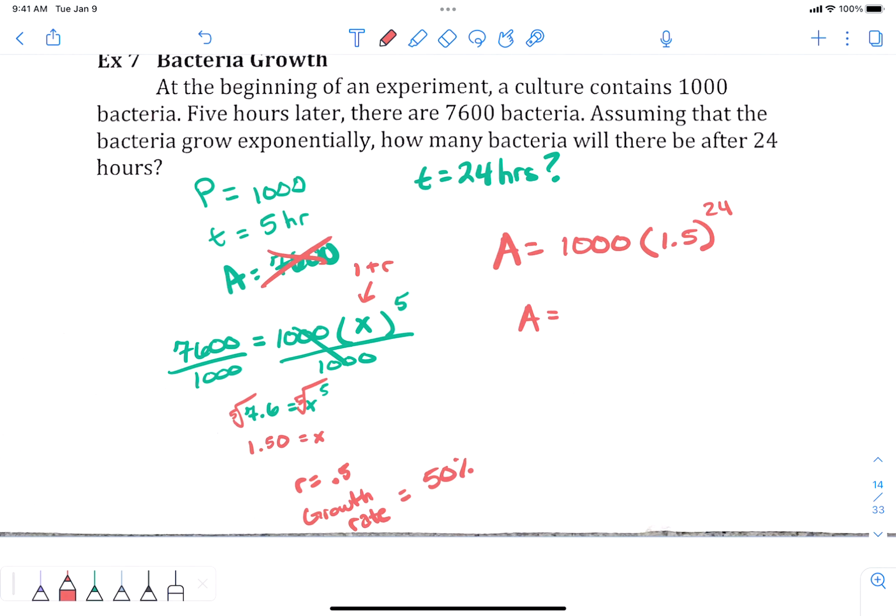So let's just solve. After 5 hours, it becomes 7,600. And that's a pretty big increase. So after 24 hours, I'm guessing there's going to be a lot, right? 16,834,112.2. So it's 16 million. 16,834,112.